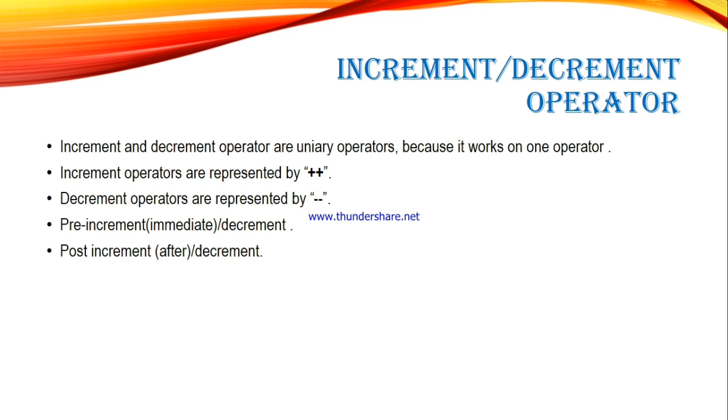Next, we see the increment and decrement operators. Increment and decrement operators are unary operators because they work on one operand. Increment is represented by plus plus and decrement is represented by minus minus. These are classified into two: pre-increment and post-increment, pre-decrement and post-decrement. Pre, as we know, means immediately we have to take an action. Post means later we can take the action.